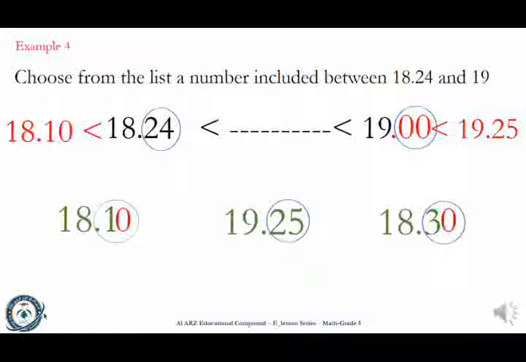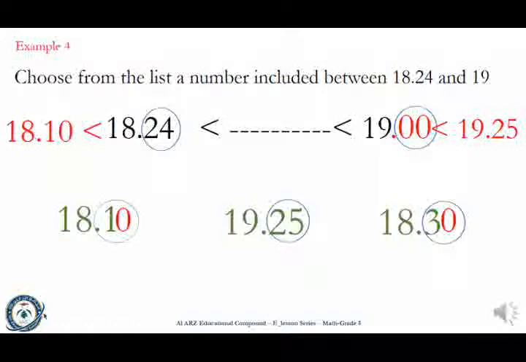First, we should use a 0. Is 18.10 included between these two numbers? It is obvious that the whole part in 18.10 is 18. So, to know whether this number is less or greater than 18.24, we should compare the decimal parts. 10 is smaller than 24. So the number is less than 18.24, not included between them.